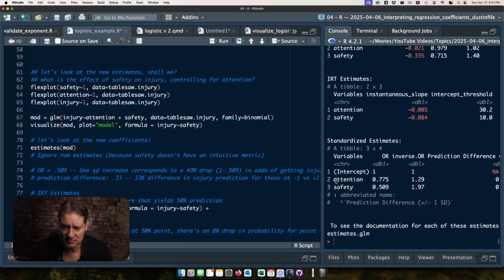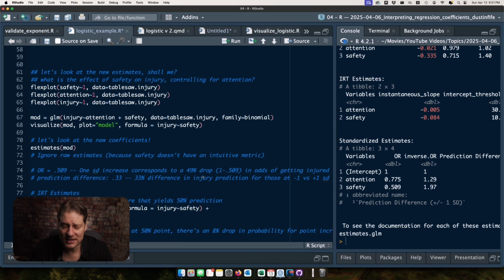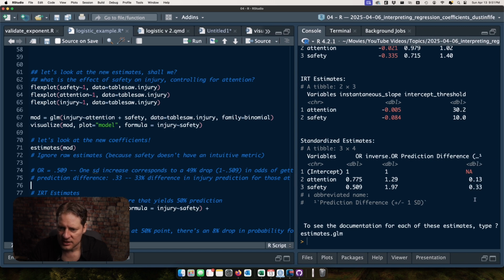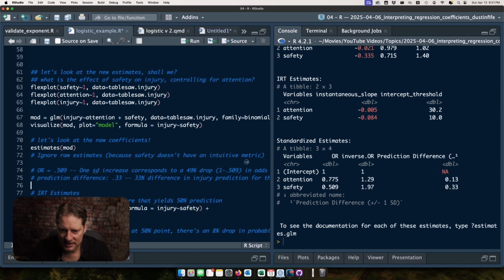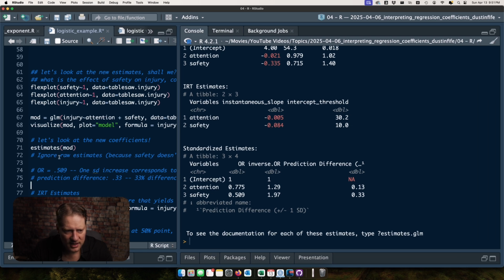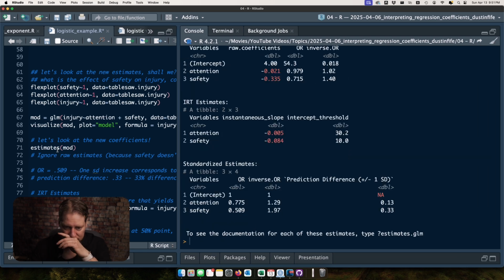So that's significant. And I don't mean statistically significant. That's just a big change. Your odds cut in half when you increase by a full standard deviation. That's pretty cool. And now prediction difference, that other metric. Let me make that 0.33 a little bit bigger and run that again so it shows up all the way. Prediction difference gives you a little bit of a hint.